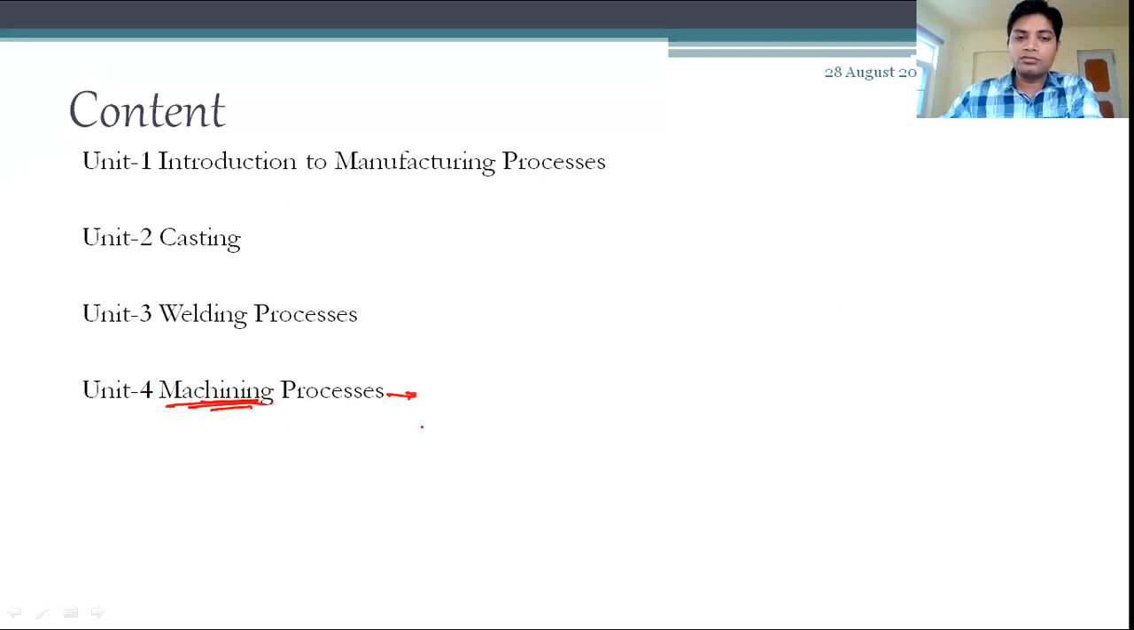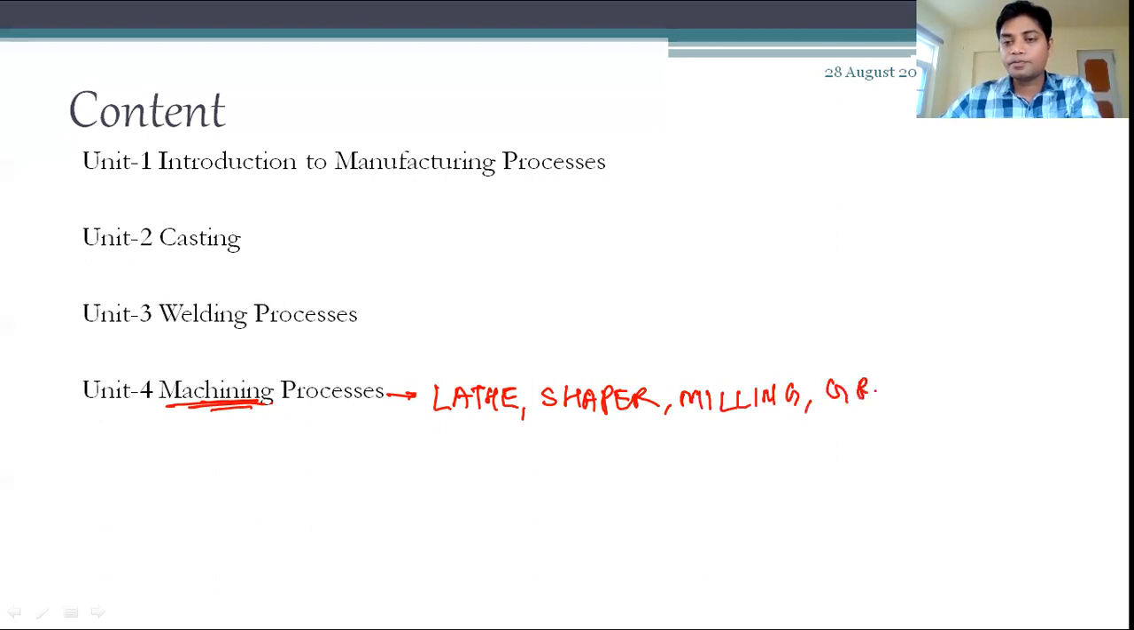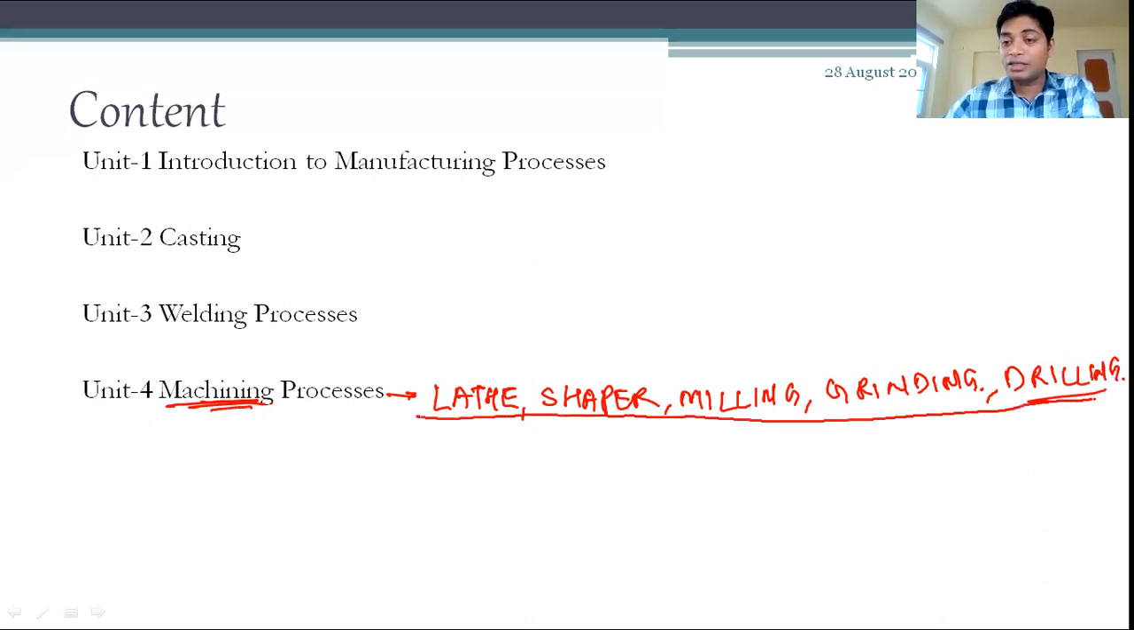Just simply, if I say, there is a lathe machine, okay, shaper, milling, grinding. And the best one that every one of you is aware of, that is drilling. Okay, these are basically the main machining operations.